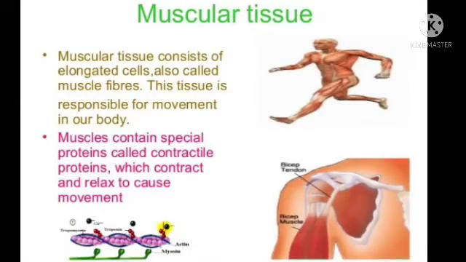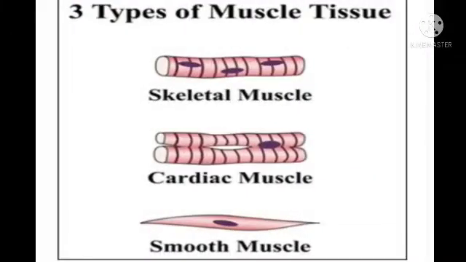Muscular tissue. Muscular tissue consists of elongated cells, also called muscle fibers. This tissue is responsible for movement in our body. Muscles contain special proteins called contractile proteins, which contract and relax to cause movement. Three types of muscle tissue: skeletal muscle, cardiac muscle, and smooth muscle.